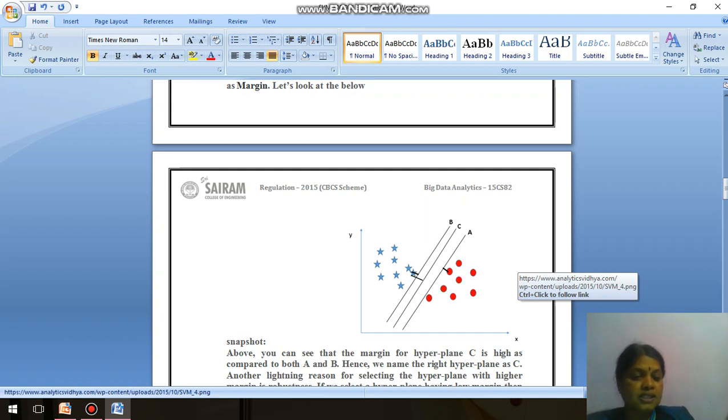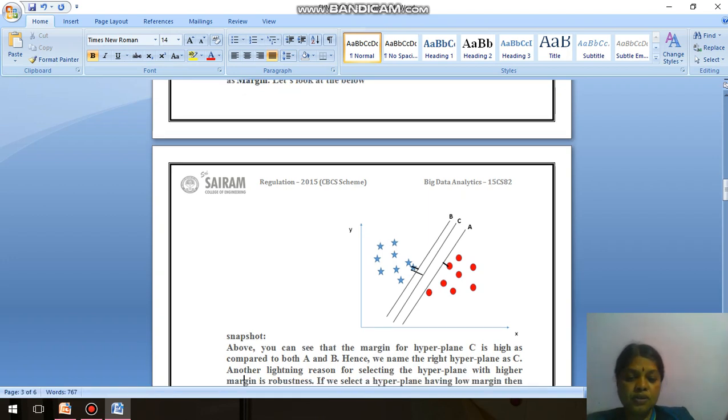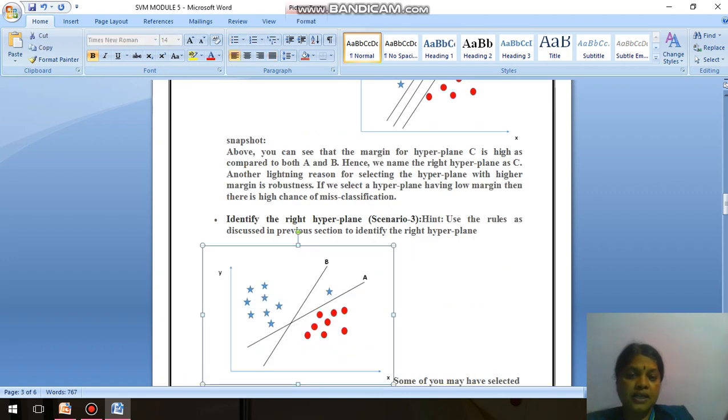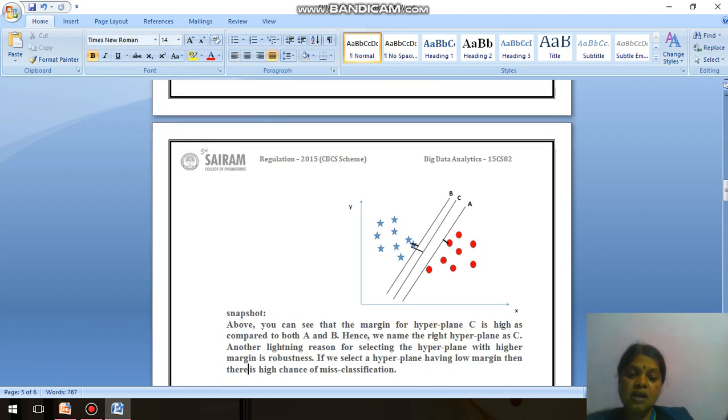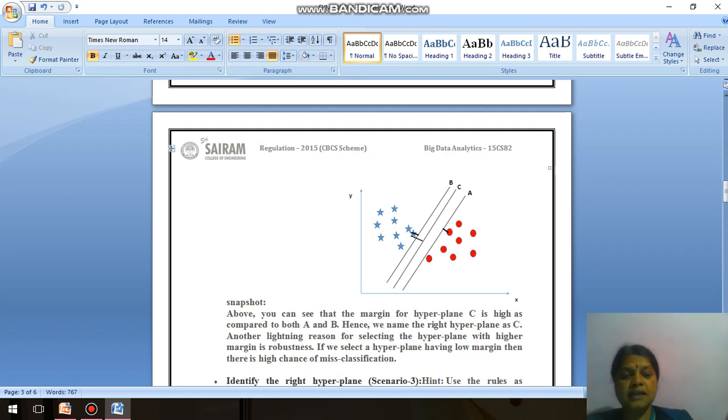Now you see the distance of a red point, approximately A and B almost look of the same distance in the measurement unit. When I look at C, how many are there here? It is a little bit larger. So what I want to say here, you can see that the margin for hyperplane C is high as compared to both A and B. So my dear students, whenever we say A, B, C, all three are best, right hyperplanes.